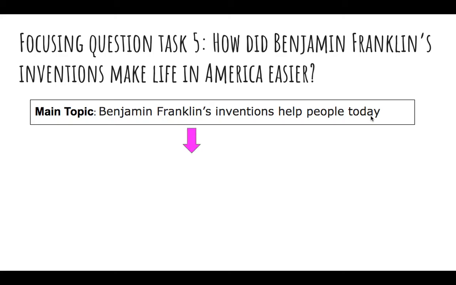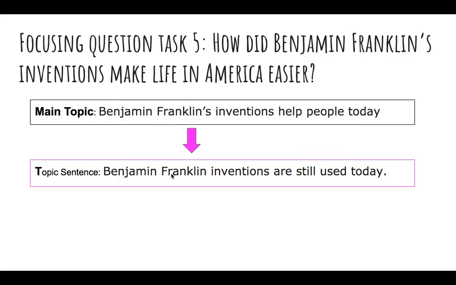So we can think about going into the topic sentence. Benjamin Franklin's inventions are still used today. Almost the same words, just a little different. Benjamin Franklin's inventions help people today. Benjamin Franklin's inventions are still used today. Both, honestly, friends, can be used as a topic sentence. I would accept both. I would think both are great, but I kind of want you practicing how to make this into a topic sentence. Now, bam, we got our topic sentence for our paper.